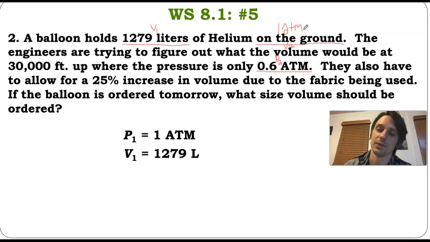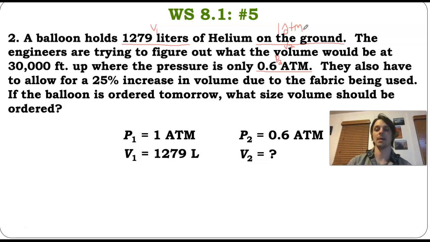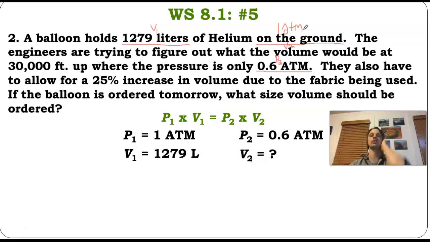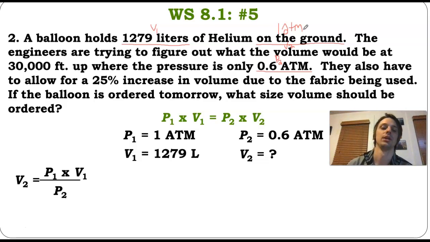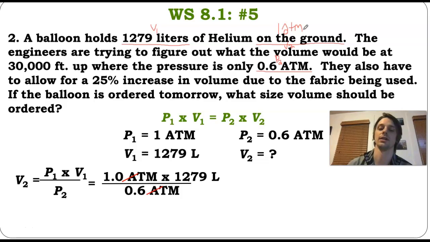P1 is 1 atmosphere because it says on the ground. I'm looking for V2, and I am given P2. So I'm rearranging this equation and solving for V2. Hopefully you're comfortable with P1 times V1 divided by P2 equals V2, plugging those numbers in and getting this new volume. Okay, and notice my pressure went down, my volume should have gone up, and it did.